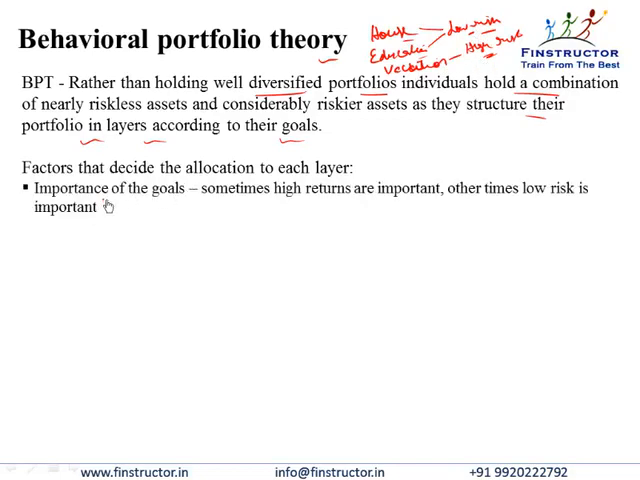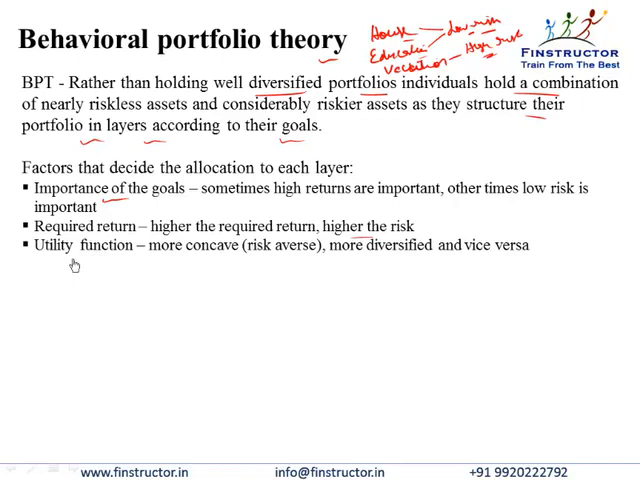Now, whether I allocate a layer to low risk securities or to high risk securities depends on the importance of the goal. So sometimes high returns are important, like in the case of the vacation house. Sometimes low risk is important, like in the case of education funding for the children. So if the required return is high, automatically I will need to take more risk.